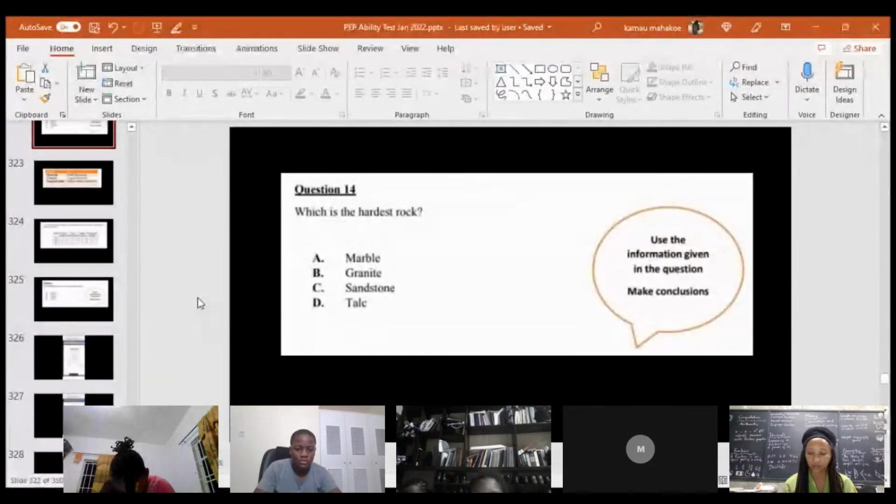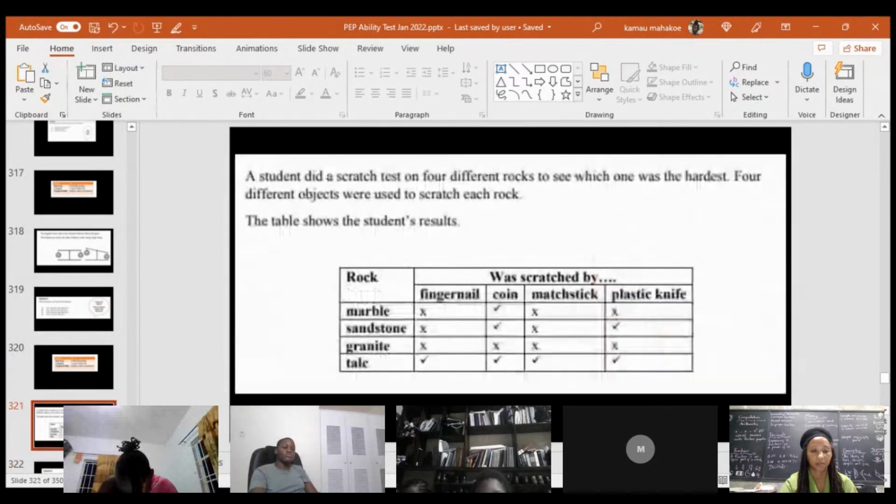Talc. Oh, sorry, miss. Miss, the answer would be B. Granite. Because, miss, in the table, none of the fingernail, the coin, the matchstick, or the plastic knife could scratch the granite, miss.